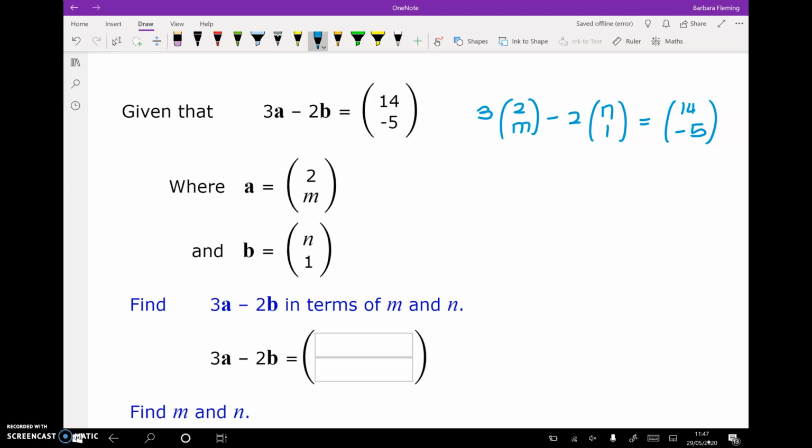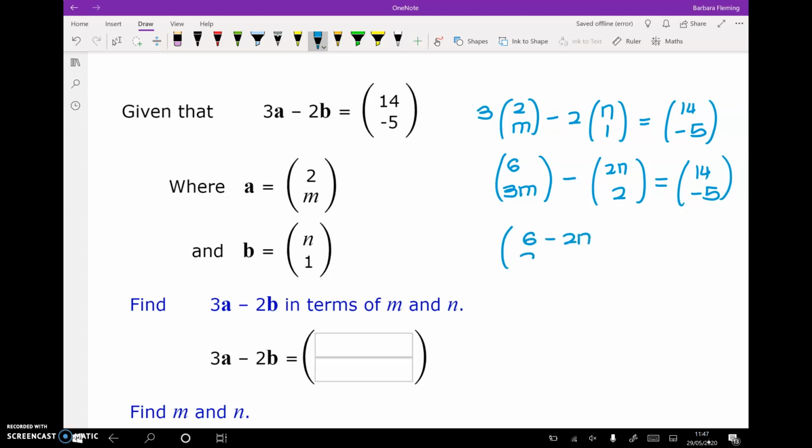So 3a take away 2b, 3 times by 2 is 6, 3m here, and then take away 2n and 2 equals 14, minus 5. And then just bringing those together, we'll have 6 minus 2n and 3m take away 2 equals our 14, minus 5. So that's us answering our first part, 3a minus 2b in terms of m and n, 6 minus 2n, 3m minus 2.